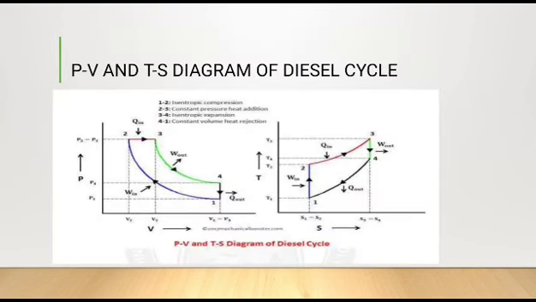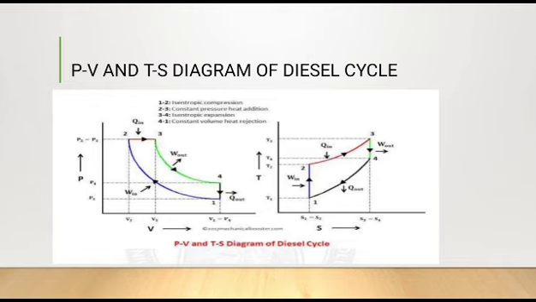The figure shows the PV and TS diagram of the cycle respectively. In this process, 1 to 2 is adiabatic compression, 2 to 3 is addition of heat at constant pressure, 3 to 4 is adiabatic expansion, and 4 to 1 is rejection of heat at constant volume. The point 1 represents the cylinder is full of air.